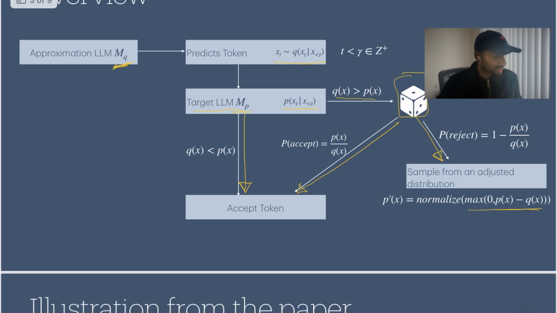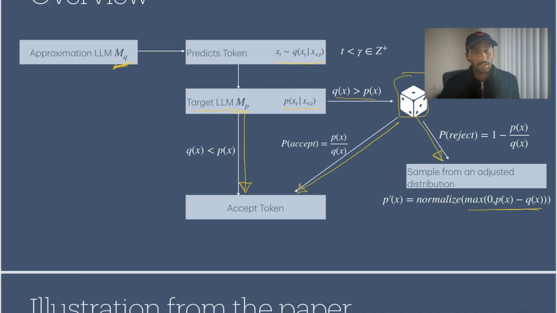So that is the main control flow for speculative decoding. And one very important thing to note, as a side note, maybe for implementation, is that the approximation and the target LLMs should have the same tokenizer and the same vocabulary. Otherwise, it's going to be difficult to compare the output token distributions.